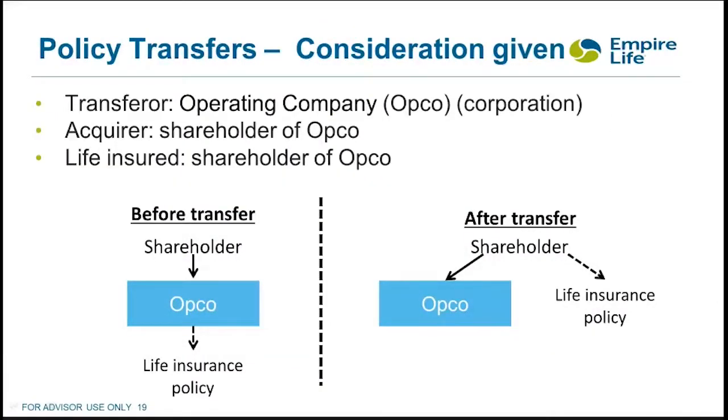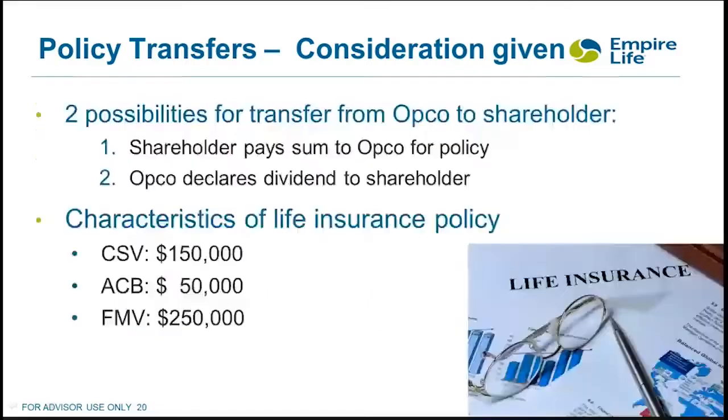Now let's review the situation where consideration is given. We have the same example here: before the transfer, the shareholder owns OPCO, which owns the life insurance policy, and after the transfer, the shareholder owns both OPCO and the life insurance policy directly. There are two possibilities for the transfer from the operating company to the shareholder. One, the shareholder can pay for the policy, give consideration to OPCO, or in the second case, OPCO can transfer the policy to the shareholder by way of dividend. The characteristics of this life insurance policy are the same as what we looked at before: cash surrender value of $150,000, ACB of $50,000, and a fair market value of $250,000.